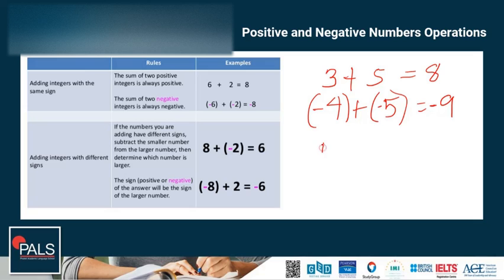Okay, for adding integers with different signs, let me use 7 plus negative 3 is equal to, okay, subtract. 7 minus 3 is 4. Since 7 is the larger number and it's positive, the answer is positive 4.